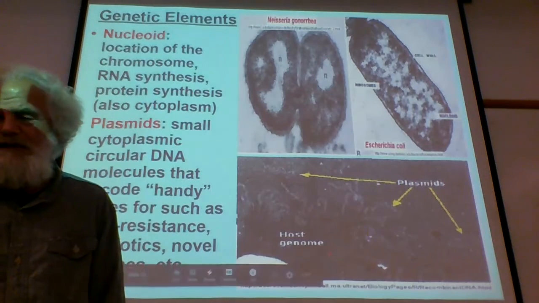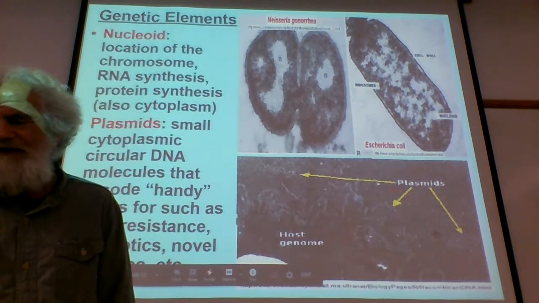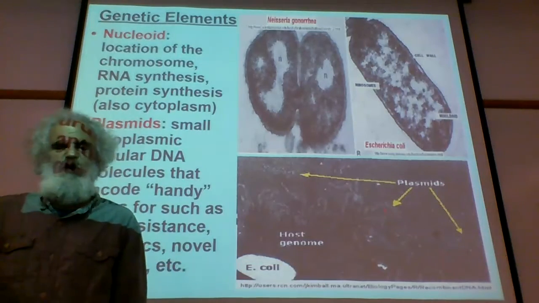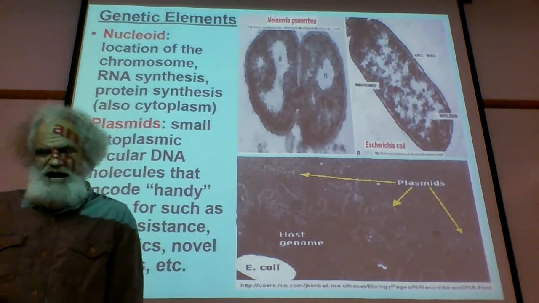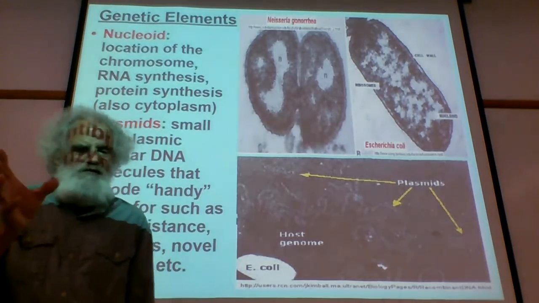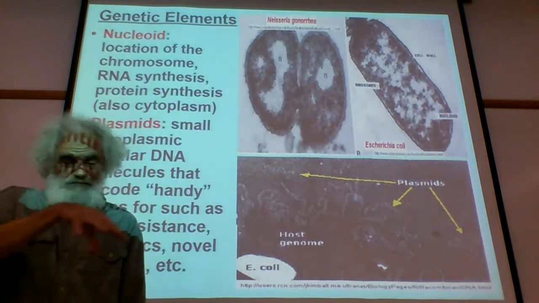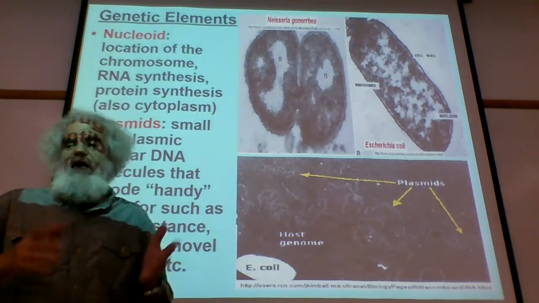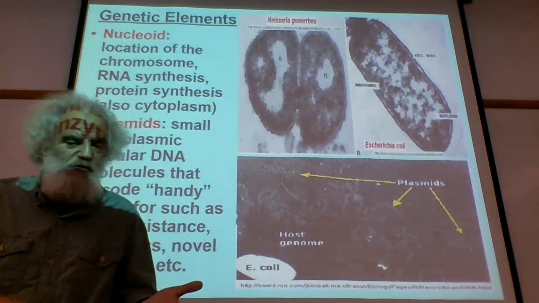And then lots of bacteria will also have what are known as plasmids. And these are small extrachromosomal DNA molecules. And they are carrying little bits of gene sequences, little pieces of DNA that are gene sequences that can confer things like antibiotic resistance.